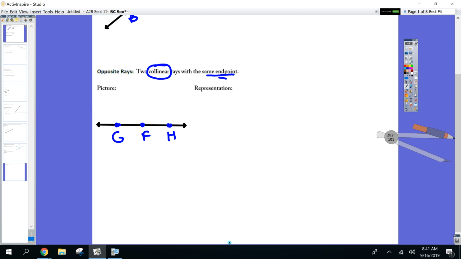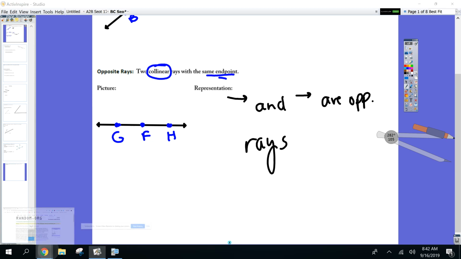Could you guys name a bunch of different rays for me? Yeah, you could name a bunch of rays for me. But what I want to know is which two rays up here are opposite each other. So ray blank and ray blank are opposite rays. You guys are going to help me fill that in. Remember, they have to share the same endpoint. So you just can't get any two random rays up here. They got to share the same endpoint.